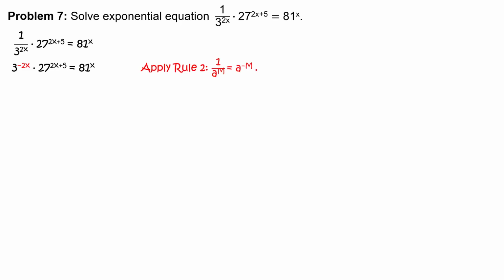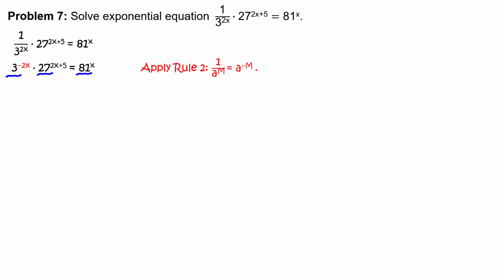The first thing I'm going to do is try to get that 3 raised to 2x out of the denominator. I'm going to apply Rule 2. Rule 2 says 1 divided by a to the m is the same as a to the negative m. So I'm going to bring that 3 to the numerator, but then the exponent is going to become negative. So 1 over 3 to the 2x becomes 3 raised to negative 2x. All the other terms stay the same.